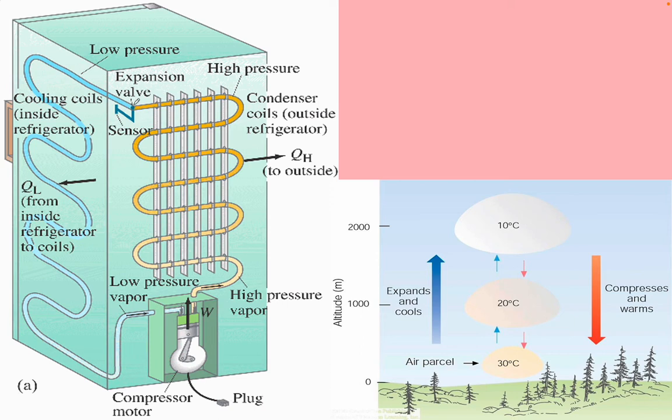Then it's got a little expansion valve. It expands into the freezer box, and that drops the temperature to super cold. So this is the low pressure side, which comes back to the compressor. And of course, you have to do work to do this. This is a heat pump. It's pumping heat from the cold side out into the room.